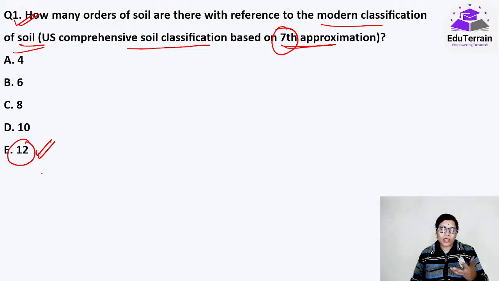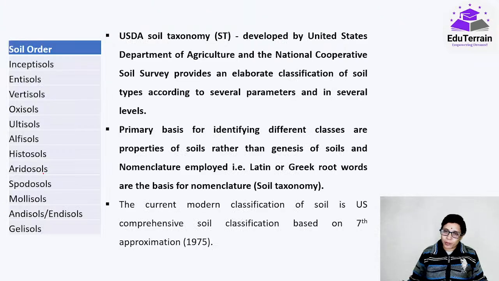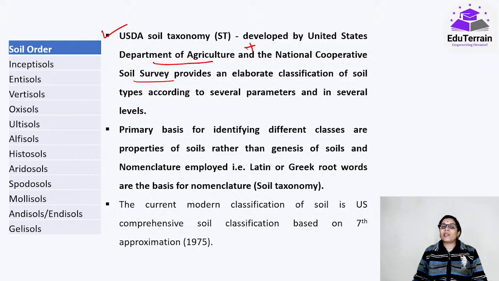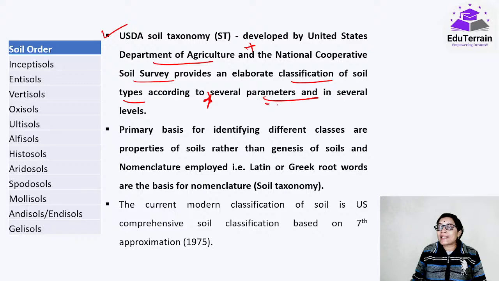जैसे बोटानिकल क्लासिफिकेशन और द जूलॉजिकल क्लासिफिकेशन जिस तरह से रहता है, उसी तरह से सॉइल क्लासिफिकेशन भी रहता है, एंड दैट ऑर्डर इज ऑन टॉप, जो हमारे लिए बहुत इंपॉर्टेंट है फॉर द एग्जामिनेशन पर्पज. As I said, the United States Department of Agriculture plus the National Cooperative Soil Survey, they both have come up with an elaborate classification of soil types according to several parameters in several levels, and the topmost level in that is the order.